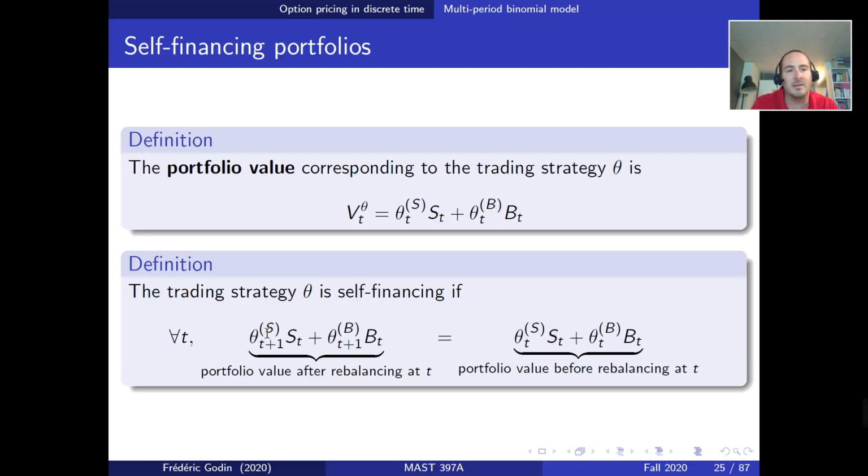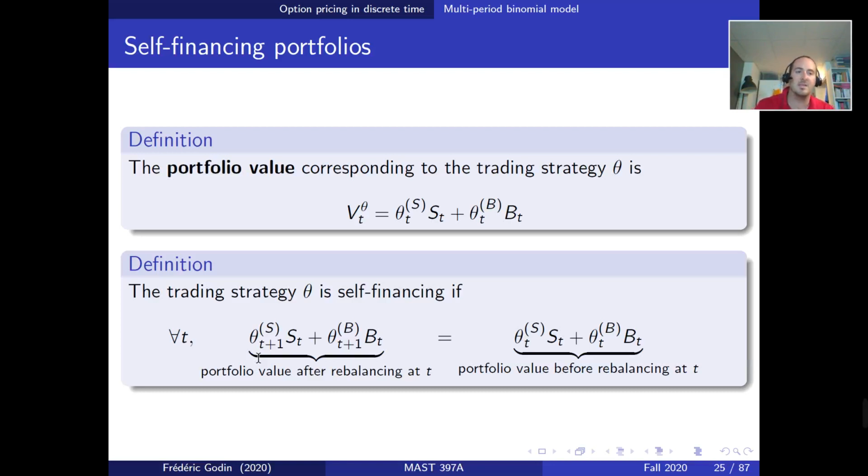What do we mean by rebalancing? Rebalancing is just changing the number of shares within the portfolio, okay? Whereas to the right here, this is the value of the portfolio right before the rebalancing at time t, because theta_t represents the number of shares in the portfolio between t minus 1 and t. So if we look at that, this means that a trading strategy is self-financing if the portfolio value right after rebalancing the portfolio at time t is the same as the portfolio value right before the rebalancing.